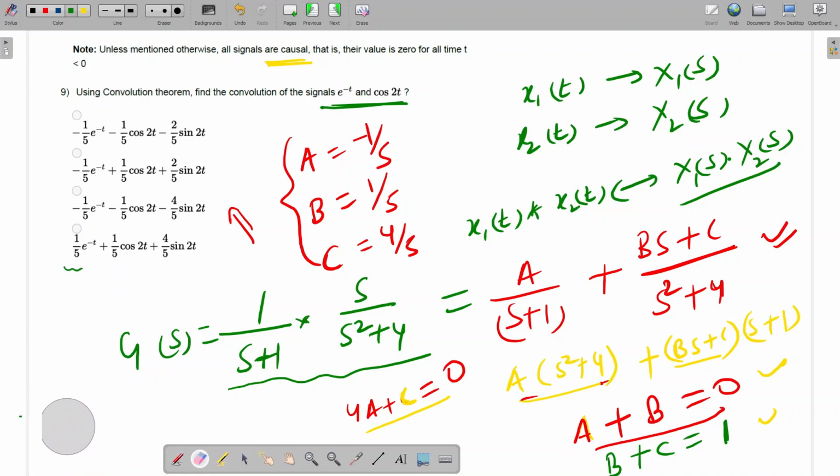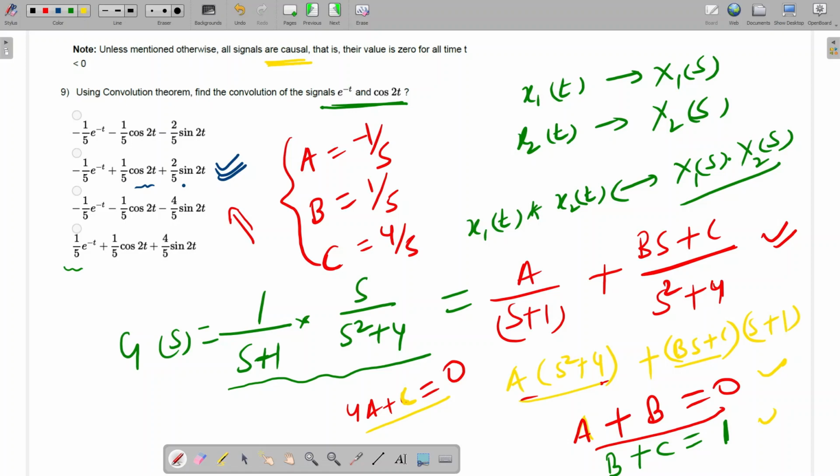So what will be the final answer? A by s plus 1, so minus 1 by 5 e to the power minus t. First one is this one, plus the second is plus 1 by 5. Here s is there, bs. And this is the correct option. Is it correct? Can anyone reply? Second is the correct option.